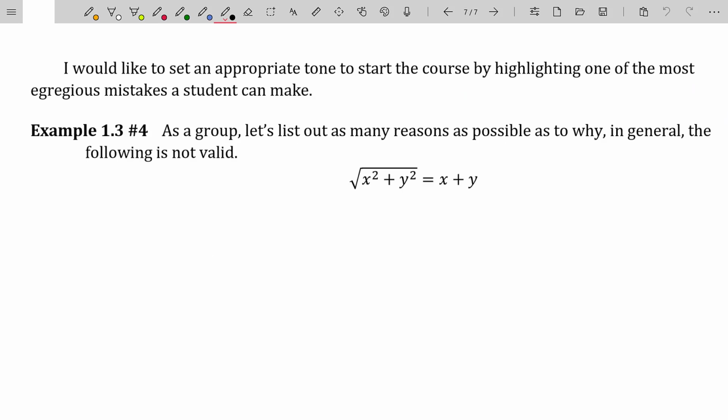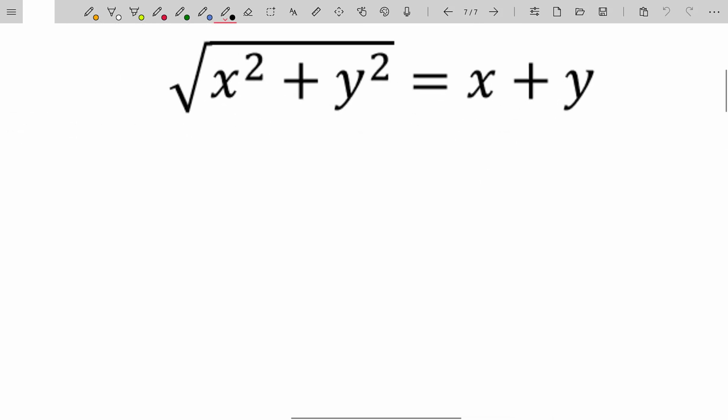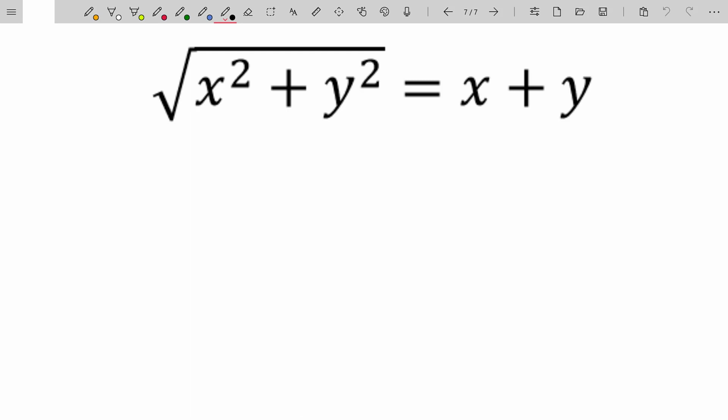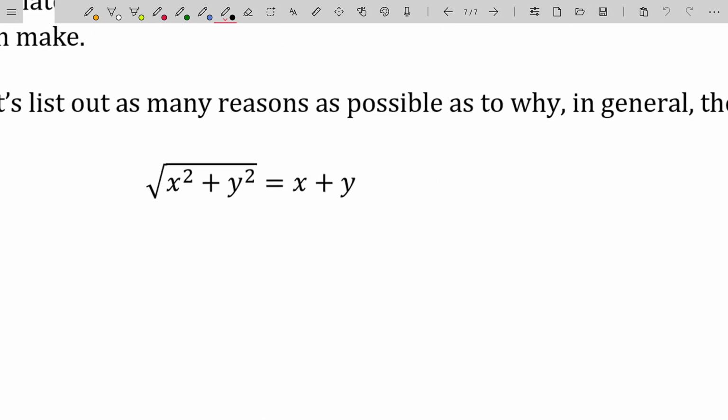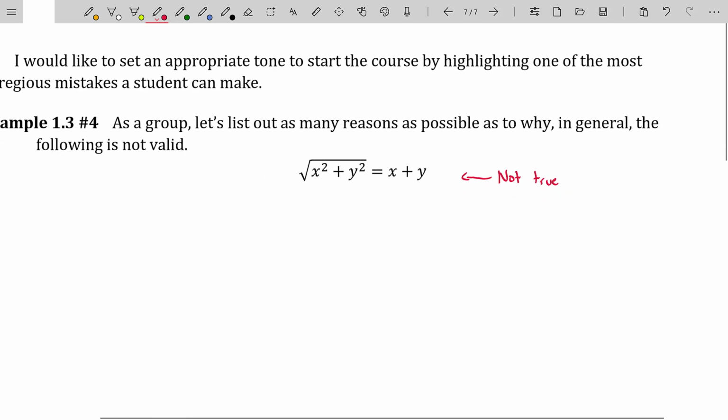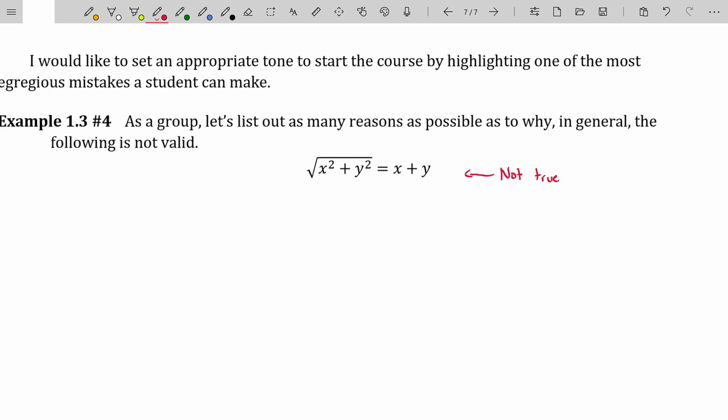Now, as a final statement here, I like to dive into the whys. Why does something work? Why does something not work? So let's talk about a big mistake that a student often makes. They say that the square root of x squared plus y squared is equal to x plus y. I want to be incredibly clear here: this is not a true statement. What I'm asking is, let's list out as many reasons as possible as to why, in general, that is not true.